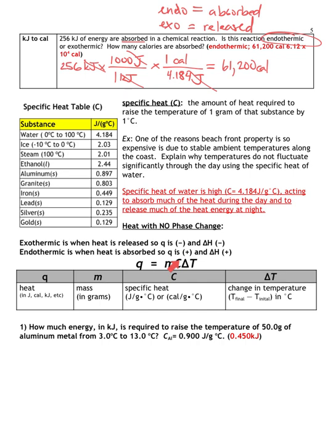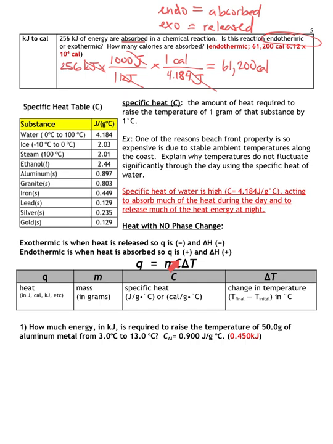All right, one of the reasons beachfront property is so expensive is due to the fact that there's stable ambient temperatures along the coast. Explain why temperatures do not fluctuate significantly throughout the day using the specific heat of water. So water has a high specific heat compared to these other substances that you see. And that's because water absorbs a lot of heat. So that's why this value is high before 1 gram of that substance changes by 1 degree Celsius.